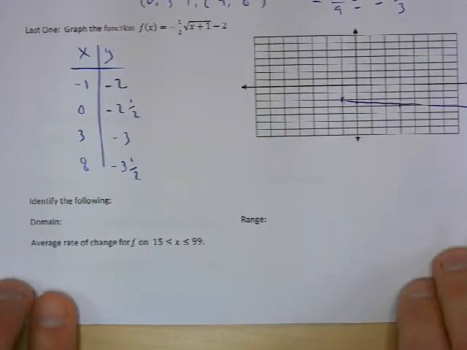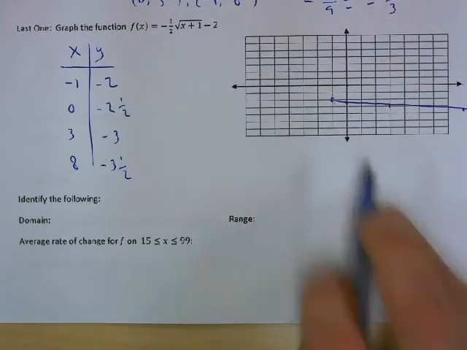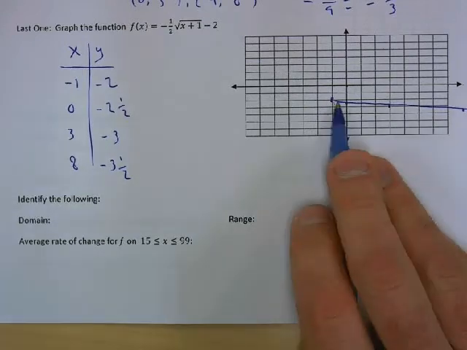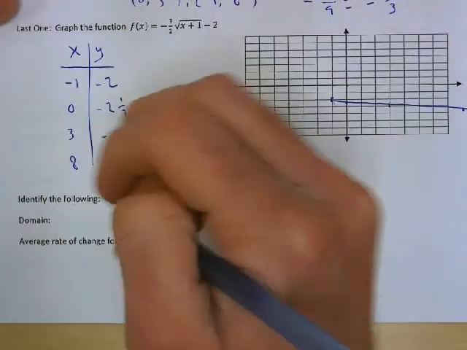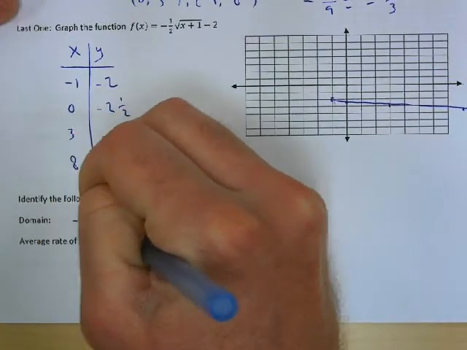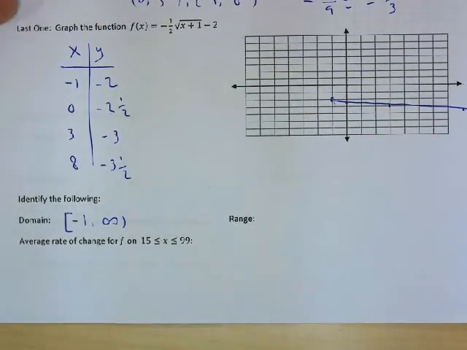Okay, a couple questions, then we're done. Identify the following. What's our domain? Well, that's pretty easy. X can be anything from here over, so anything from negative 1 and bigger. So we'll just write in interval notation. It could be anything from negative 1 to infinity. And yes, we're including negative 1.